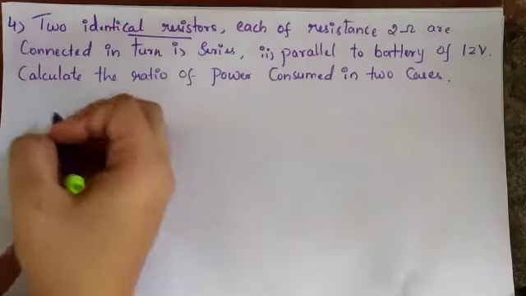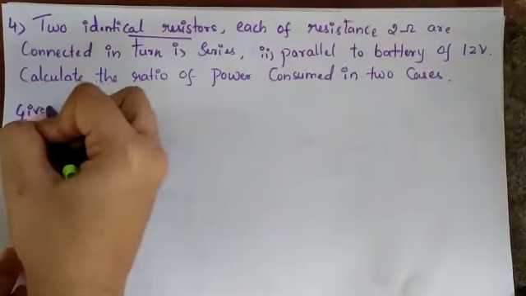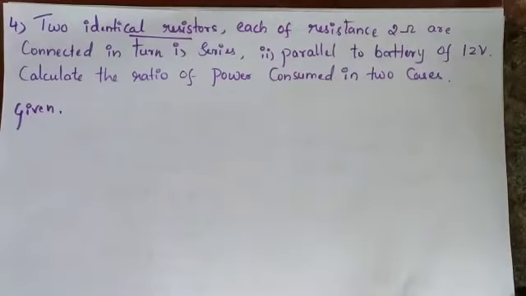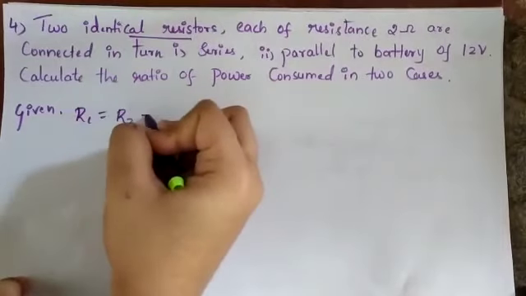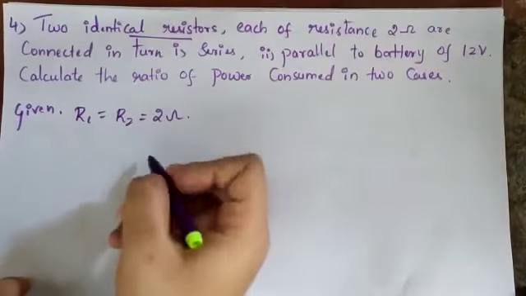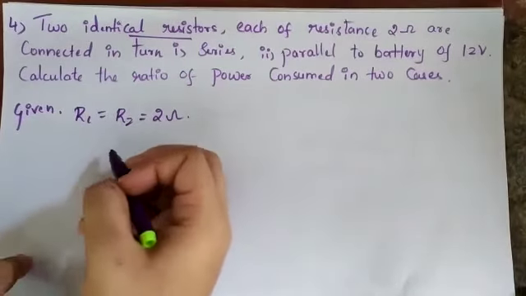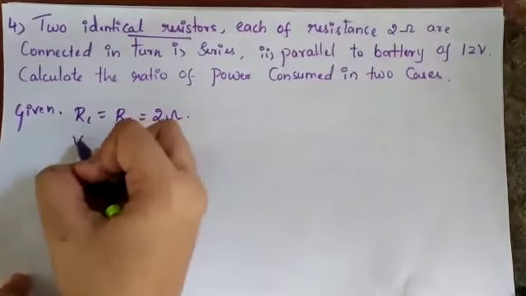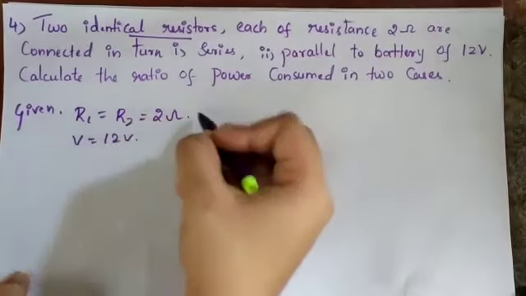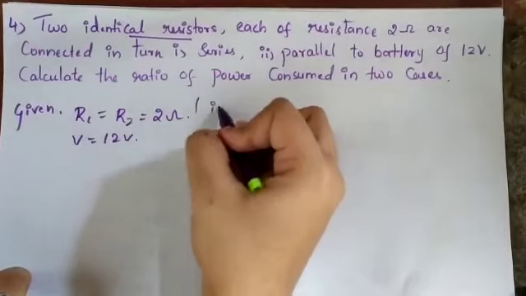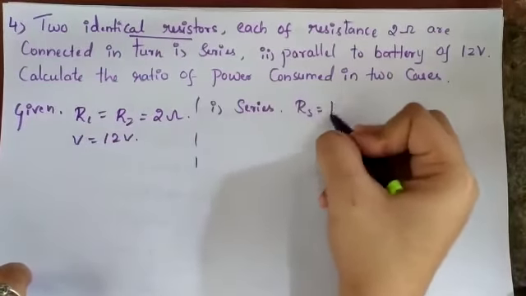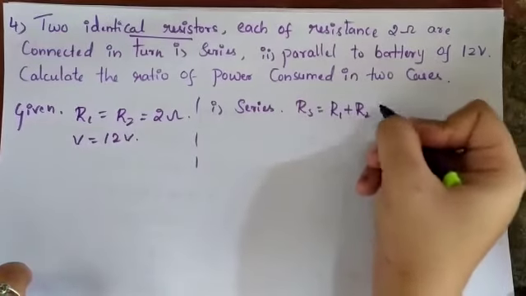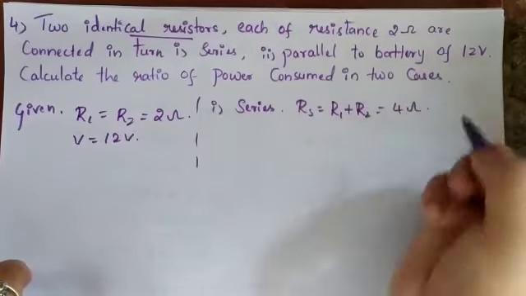So first I'll write what is given. The two resistors: R1 equal to R2 equal to 2 ohm. The other thing they have given is the voltage, 12 volt. Now first you have to find the series resistance. Rs equal to R1 plus R2, so 2 plus 2, I'll get 4 ohm.